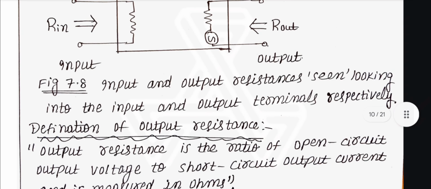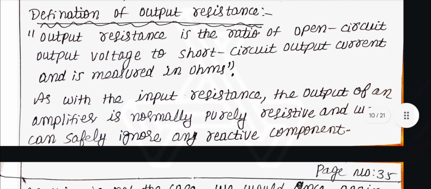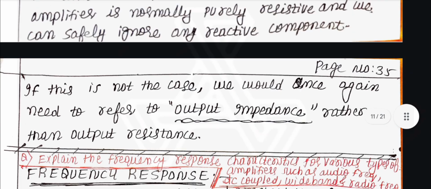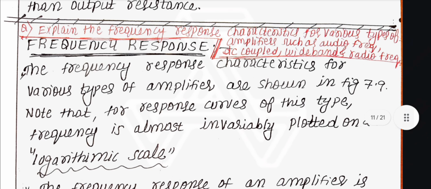Input and output resistance is seen looking into the input and output terminals respectively. Definition of output resistance. Output resistance is the ratio of open circuit output voltage to short circuit output current, and is measured in ohms. As with the input resistance, the output of an amplifier is normally purely resistive, and we can safely ignore any reactive component. If this is not the case, we would once again need to refer to output impedance rather than output resistance.